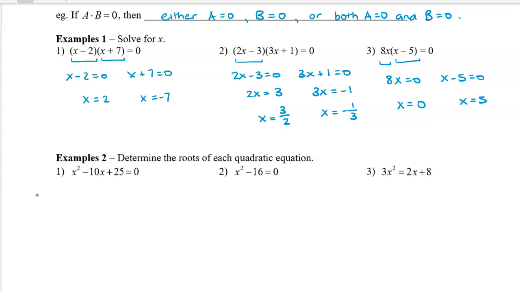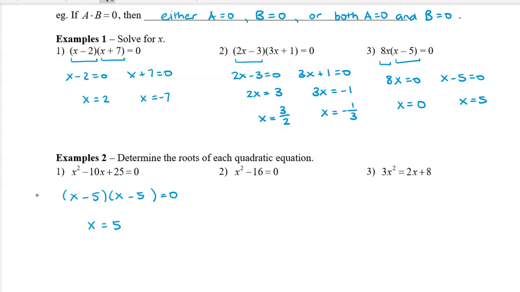Here we have x² - 10x + 25 = 0. We can factor this, and we want to find two numbers that multiply to 25 and add to -10. If you don't remember how to factor, you can watch one of my other videos that show you how to factor. In this case, the two numbers are -5 and -5 because they multiply to 25, and -5 + -5 is -10. So our only solution here is x = 5. You don't have to write 5 twice because they're the same number.